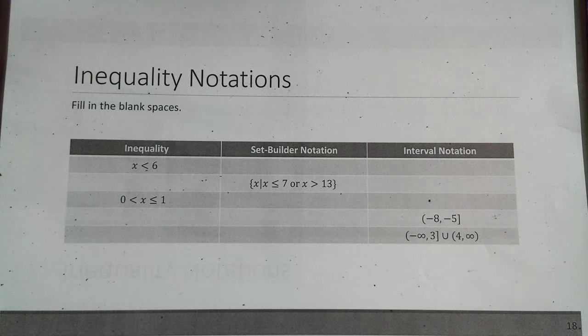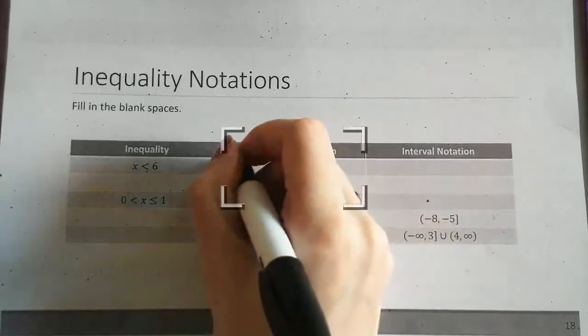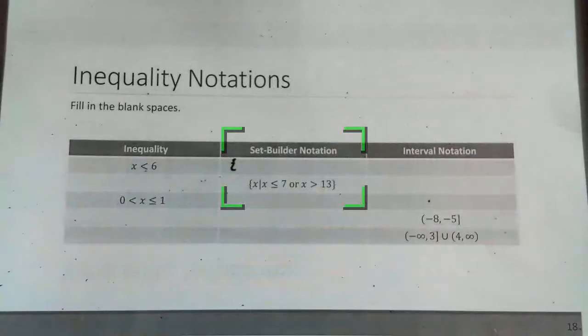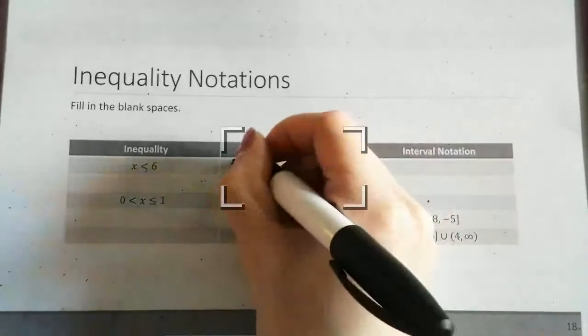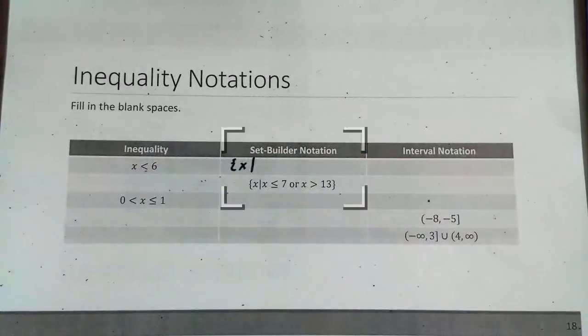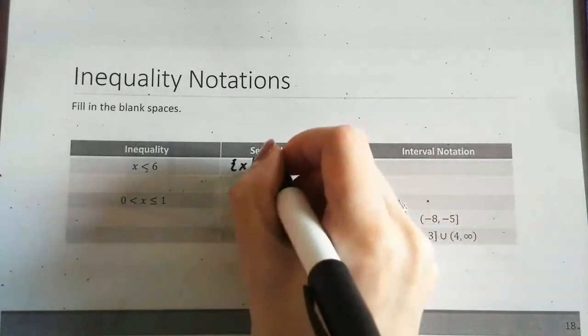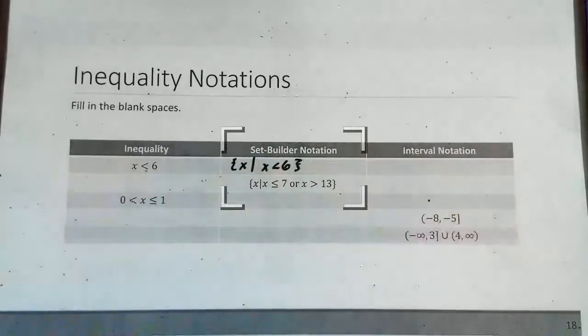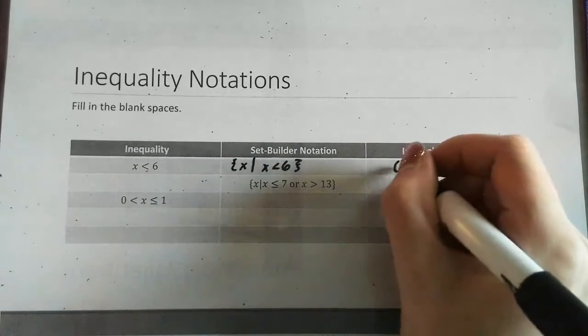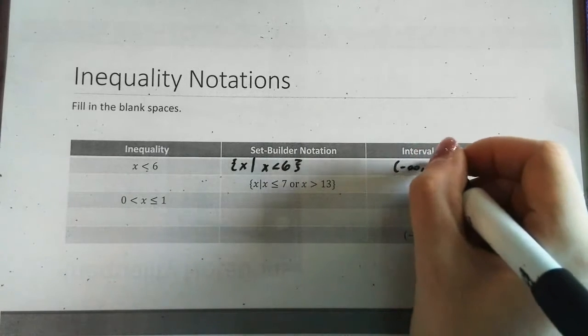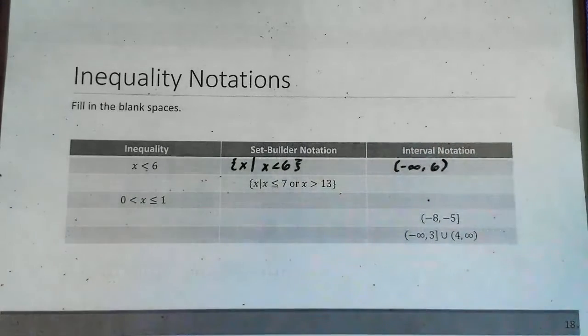So first up, we have x is less than 6. For the set builder notation, we start with our squiggly bracket, the set of, our variable, x, vertical line, which stands for such that, and then we copy our inequality: x is less than 6. If we're looking at x is less than 6, that means we're going towards -∞, and our interval notation will be -∞ to 6. We get parentheses on the 6 because x cannot be equal to 6.